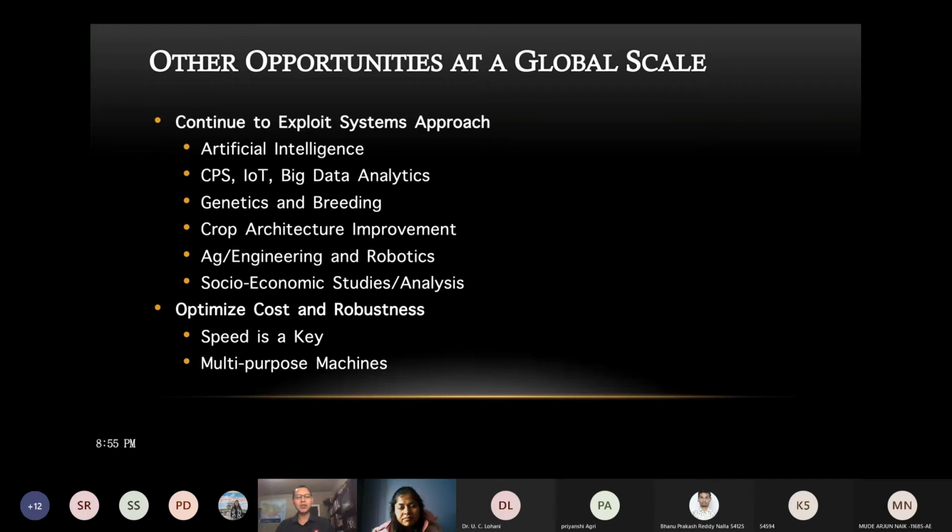Other opportunities at global scale include continue to develop or exploit automated systems approaches. That includes everything that we discussed already, and optimized cost and robustness, as I mentioned earlier. One thing I want to just mention here is that in these kinds of robotic solutions that I discussed in this lecture or seminar, multi-purpose machine becomes a big deal, because if I develop a robotic picking machine, it will operate in the field only 2 months out of a year. And investing a lot of money in these kinds of machines that remain idle for 10 months may not be the best financial decision.